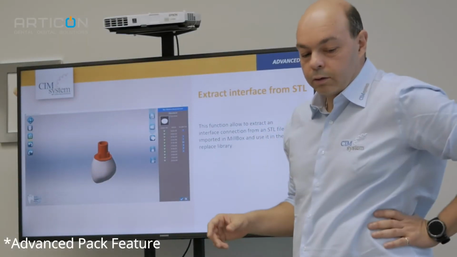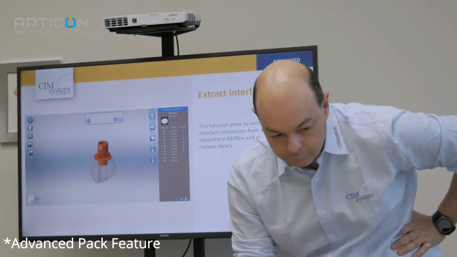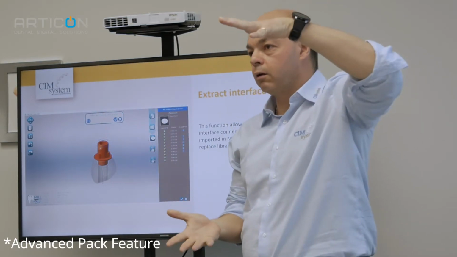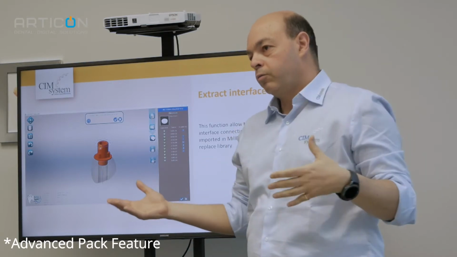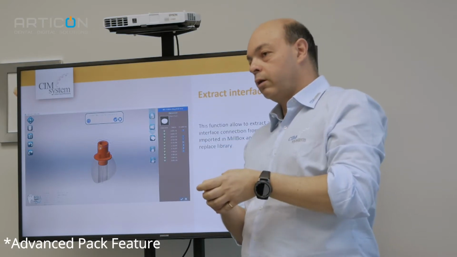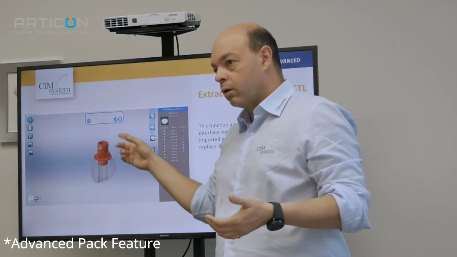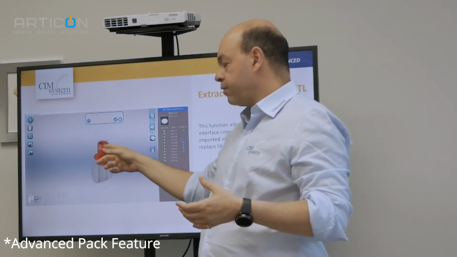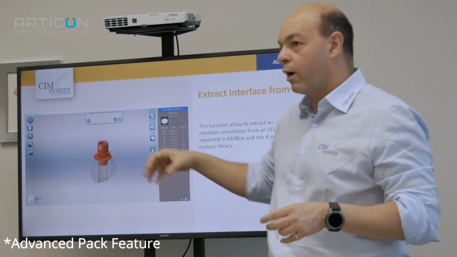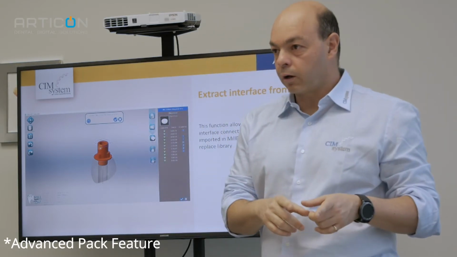This is another good function. For example, sometimes you have one library, and you have 10 interfaces inside this library. It's possible you receive one STL, and this STL has one new interface that you don't have in the library. If you use this function, if the STL is good, because you need a good STL, it's possible to extract the interface and put this interface inside your library.